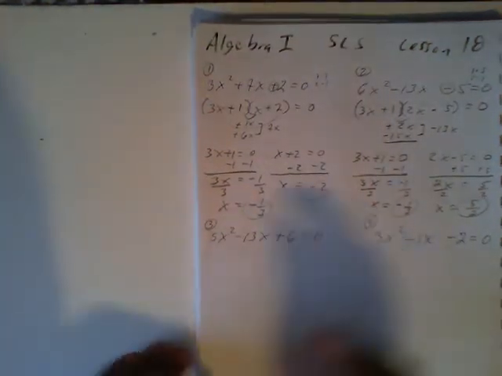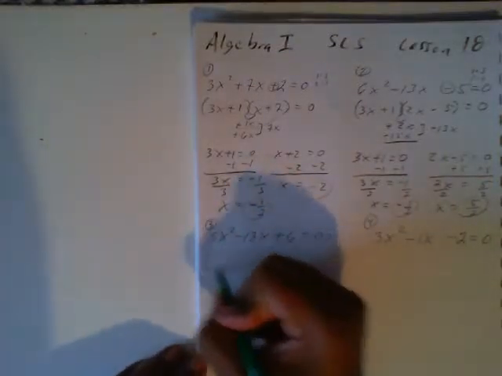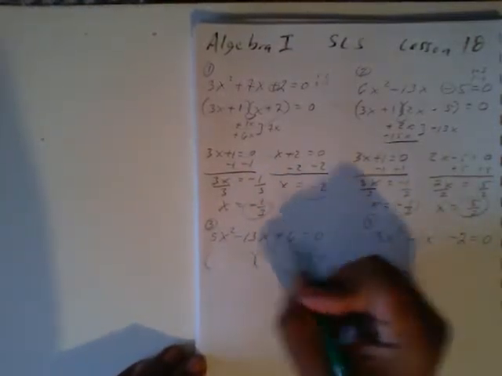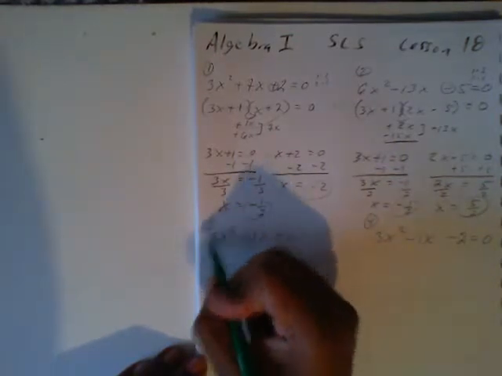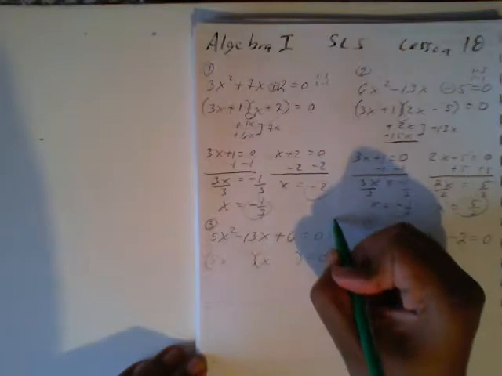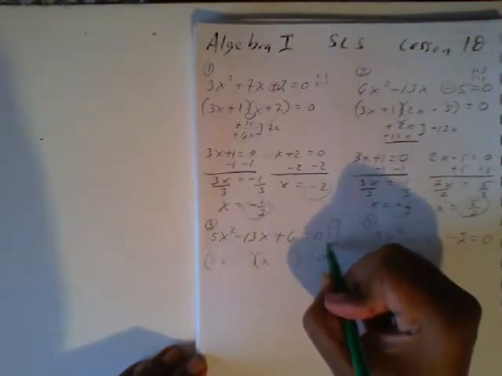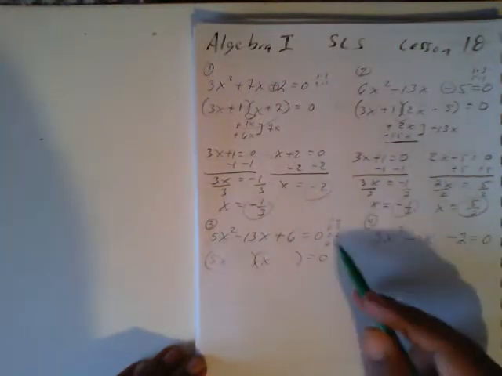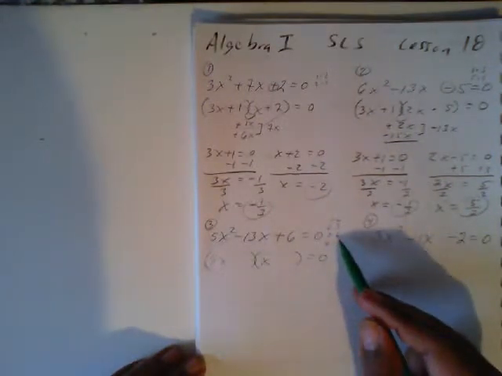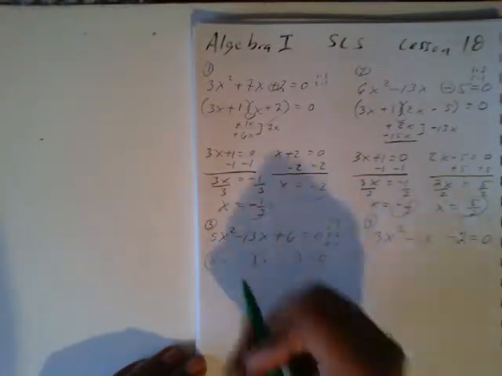Next, I have 5x squared minus 13x plus 6. We're going to factor this into two binomials, and we'll factor 5x squared into 5x times x. Now 6, we have plenty of choices. 1 times 6, 2 times 3, 3 times 2, and 6 times 1. Many choices on that one. Let me begin with maybe a 2 times 3. That might work. 2 times 3.